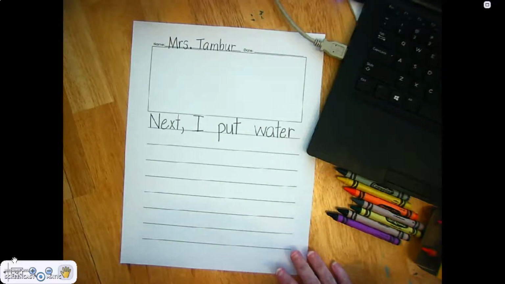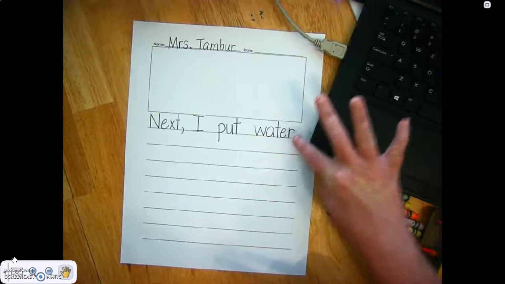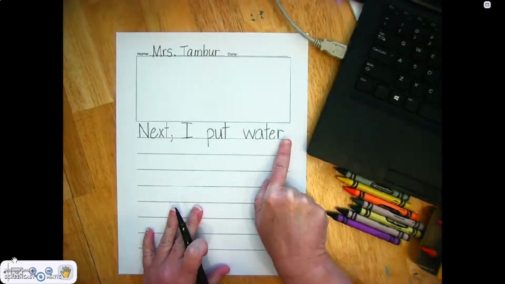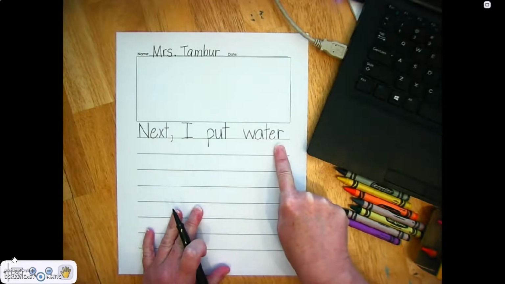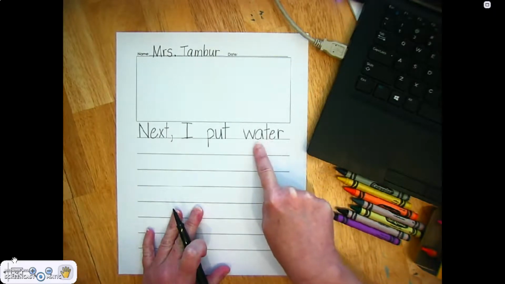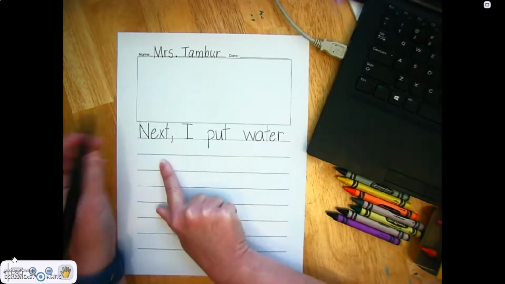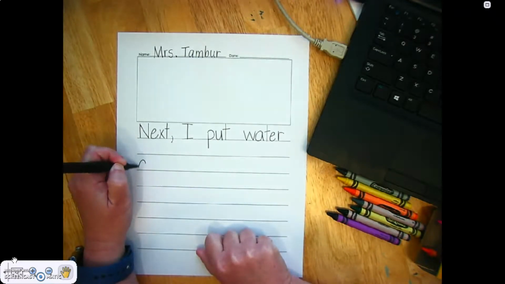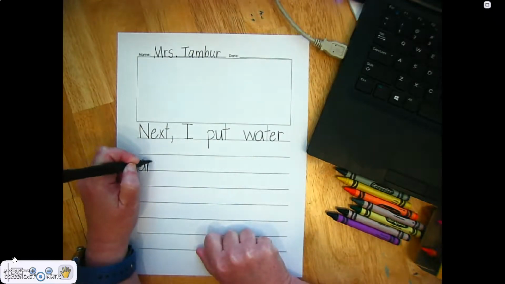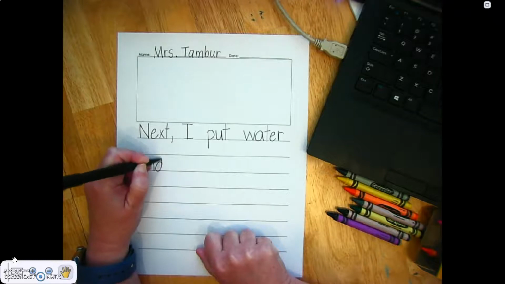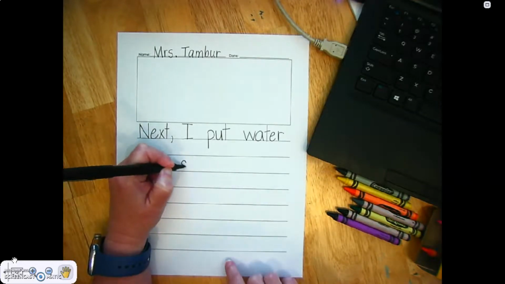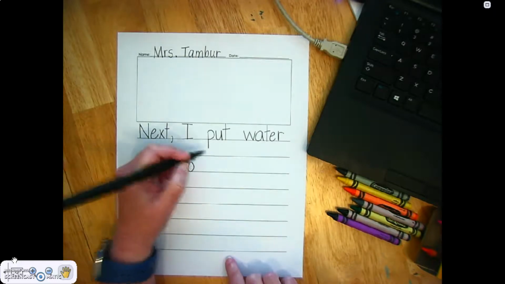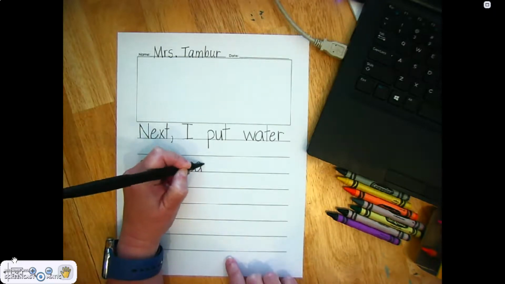So next I put water, and so I don't have space here. I'm going to skip this next line so that it looks neater, but we don't have to. We can go on the very next line. I just like leaving more space. And so I'm adding another detail. Soap. S-O-P.